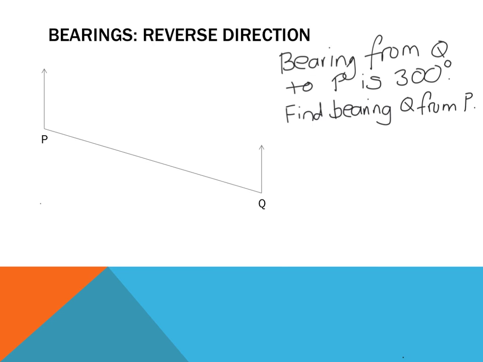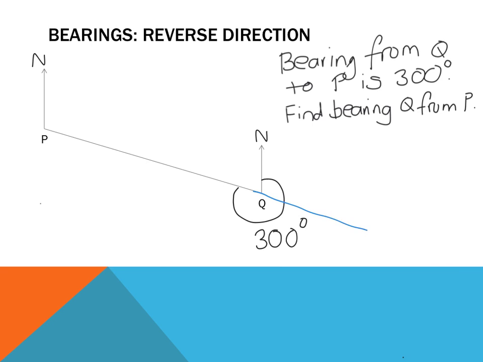Okay, so here we've got an alternative format of the question. They might have given it to you in words. So it might say the bearing from Q to P is 300 degrees. Find the bearing Q from P. So we might want to add that information onto our diagram first of all. We know that the bearing from Q to P is 300 degrees. So starting at Q, this bearing here is 300 degrees. We're going to do it in the similar way to last time, using our corresponding angle facts.